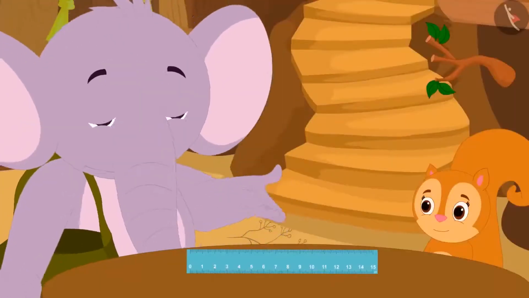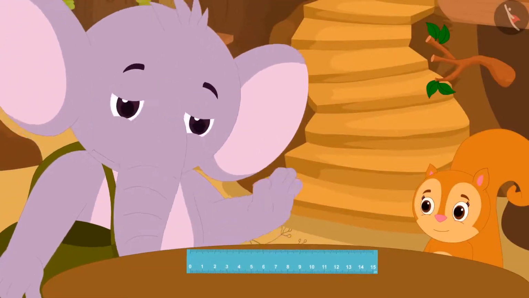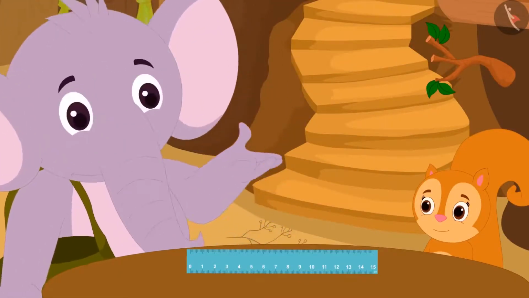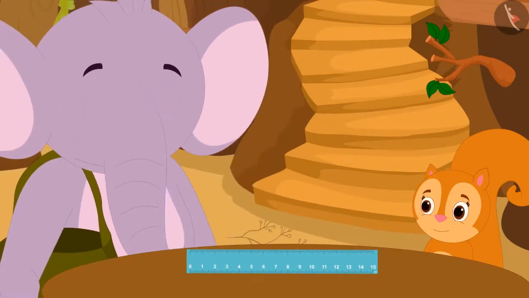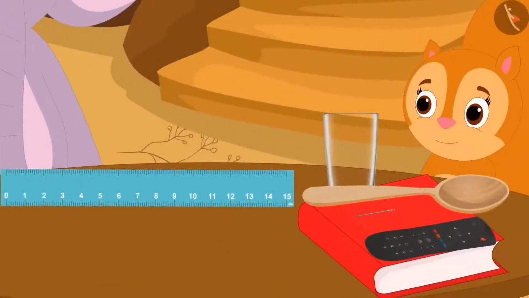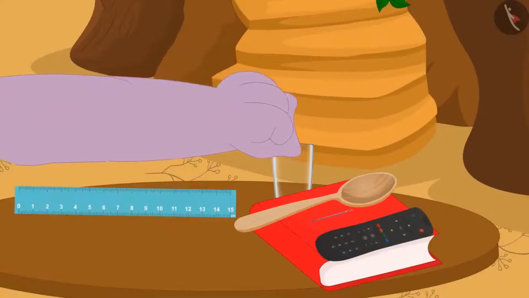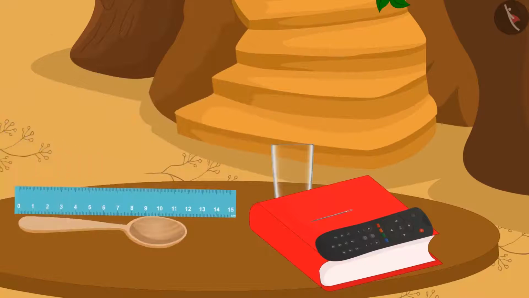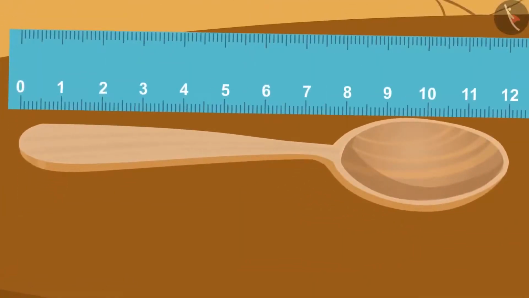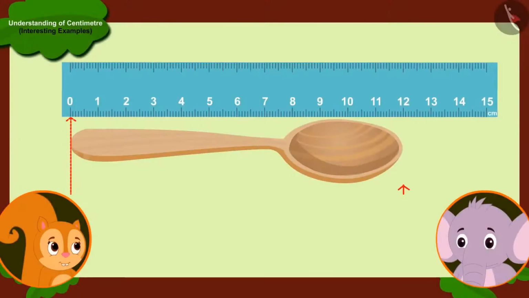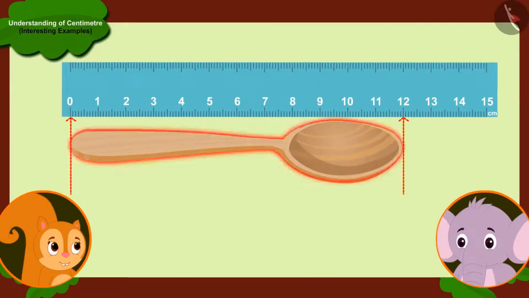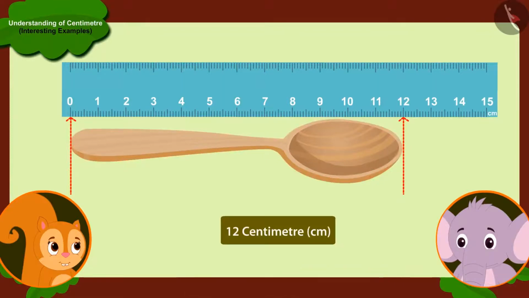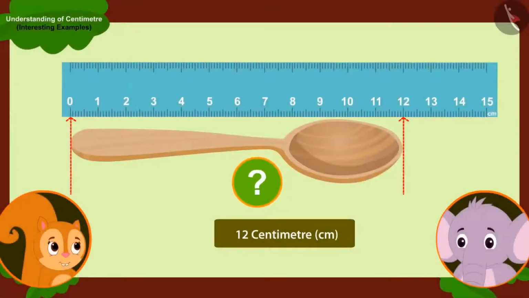Appu then asked Chanda to collect some items from her house whose length she wanted to measure. Chanda immediately collected those items and brought them. Appu first picked up a spoon of Chanda. He placed the spoon next to the ruler in this way and said, Look, your spoon is 12 centimeters long. Chanda could not understand how Appu found this out.